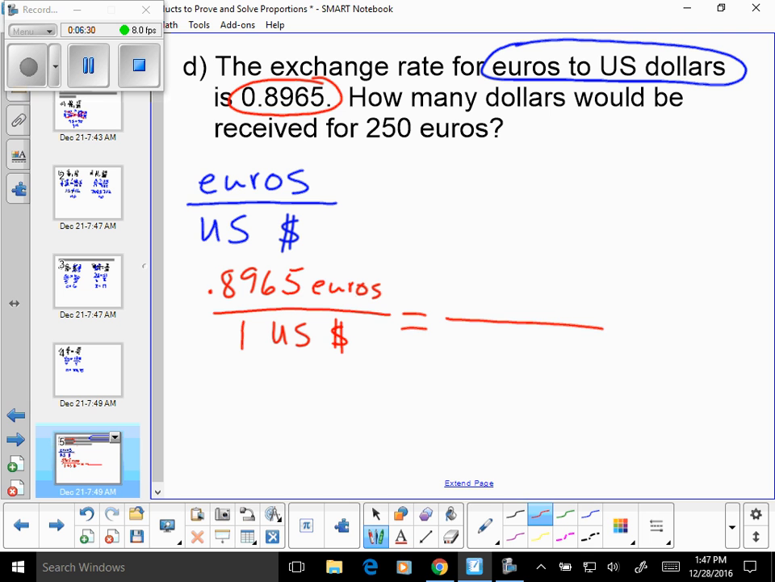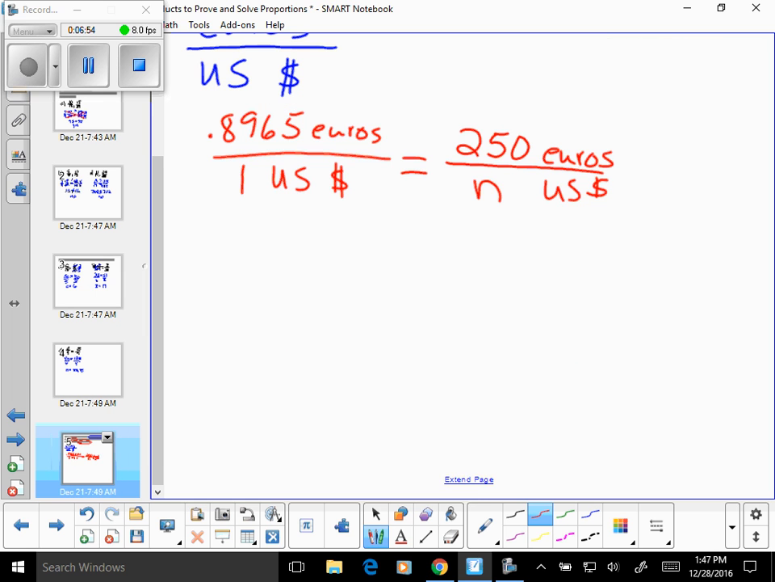All right, if I have euros to US dollars on the left side, I need euros to US dollars on the right side. Now I look at my question. My question says how many dollars. That's what I don't know. 250 euros, that's what I do know. At this point, I can now do my cross product.